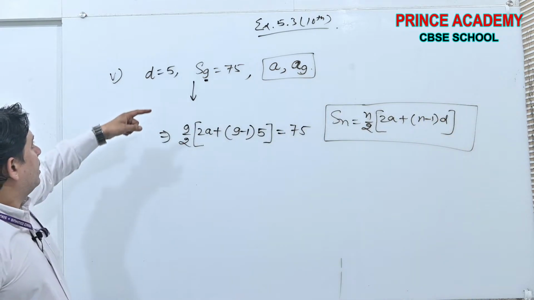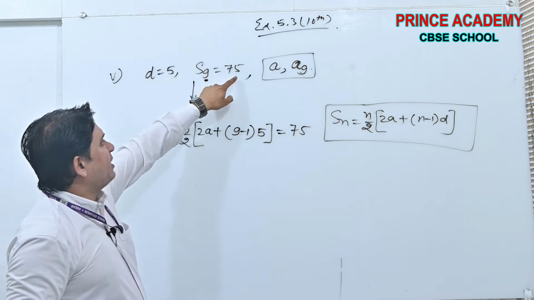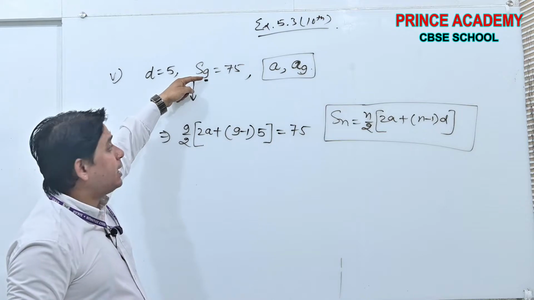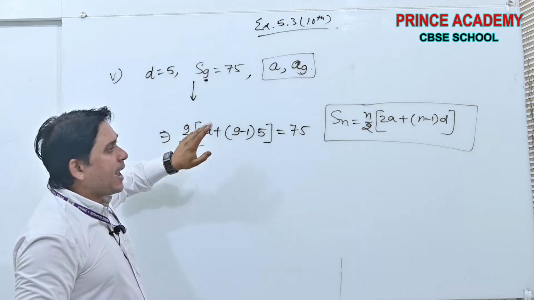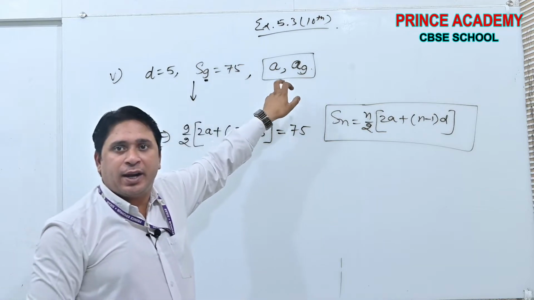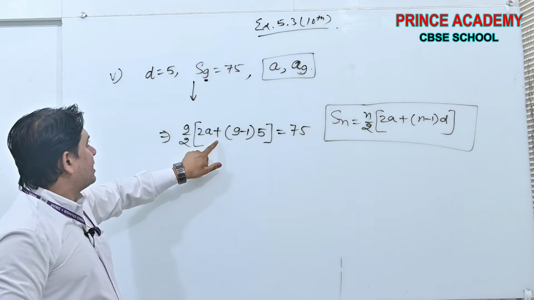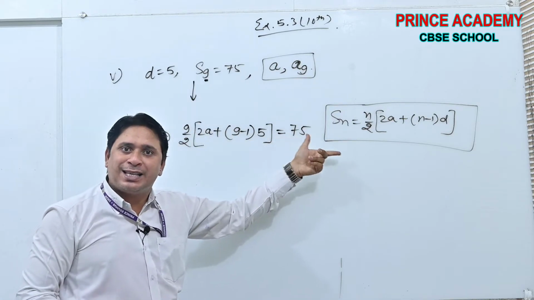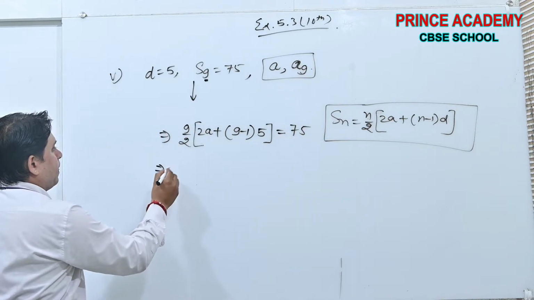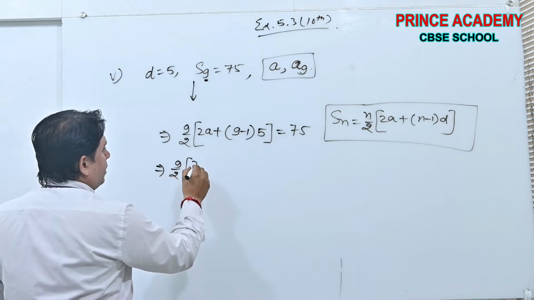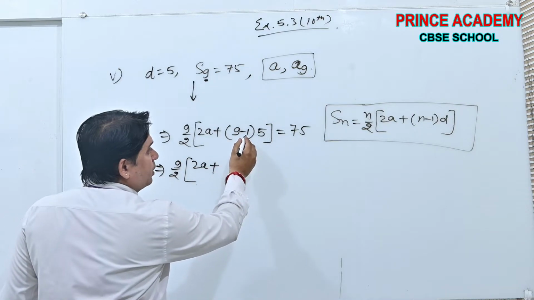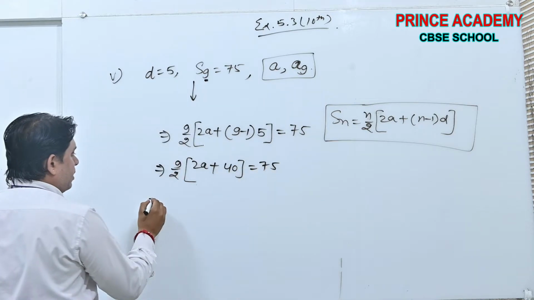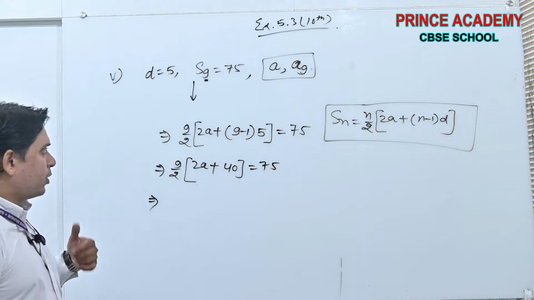Okay, see, S9 is 75, N is 9. Role of N is played by 9, N by 2. 2A, A is unknown, A we have to find, plus N minus 1 into D was given, 5. And the total sum is 75. Now see, beta, N by 2, 2A plus 9 minus 1, 8. 8 into 5, 40. Done, beta? Yes or no?